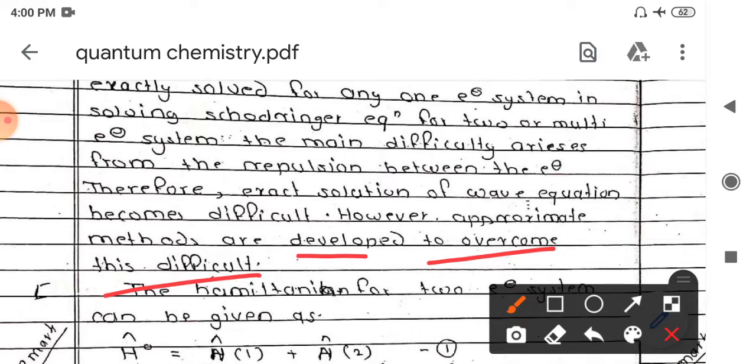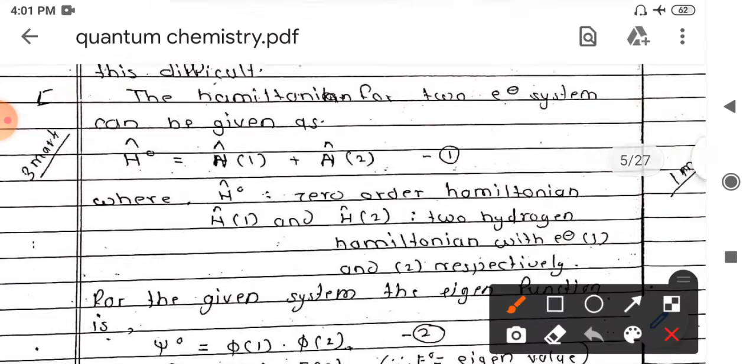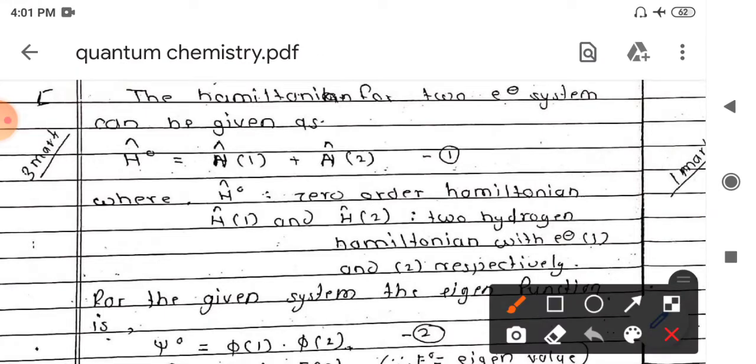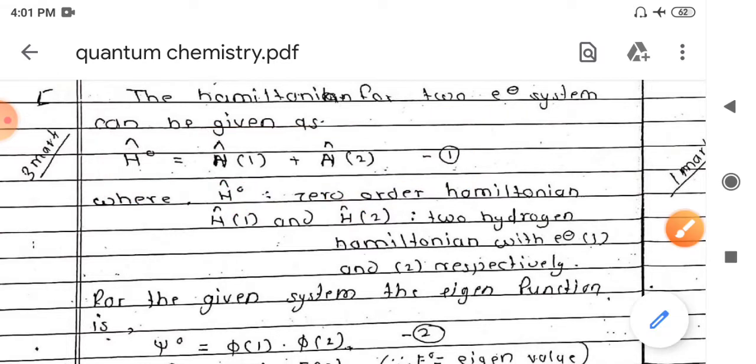And the main reason for using this approximate method is what? Because of the repulsion between electron and electron. So how will you use that? For that we will consider the Hamiltonian for the two electron system. So the overall Hamiltonian, which is what? The Hamiltonian for the overall system is the combination of Hamiltonian operators, that is, the total energy content of the first electron plus the total energy content of the second electron.